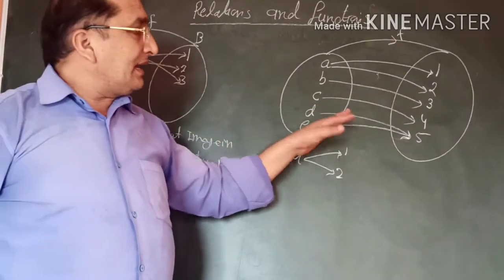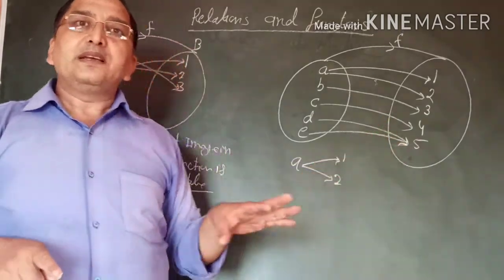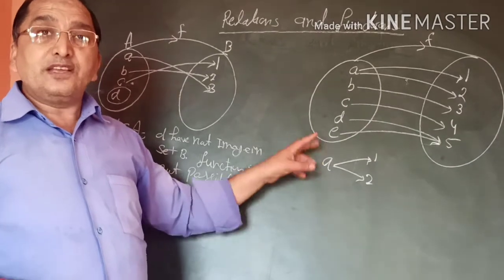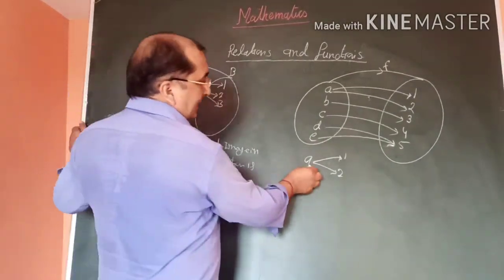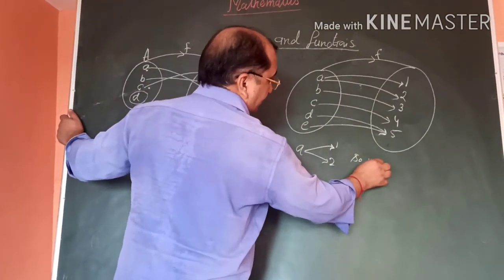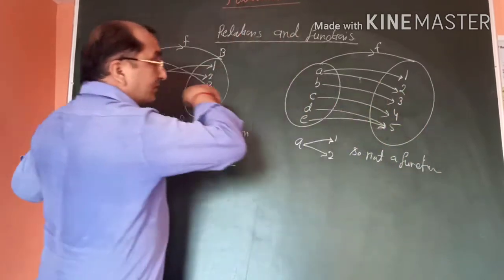Two elements can be mapped to one image, this is possible, but in mathematics, if an element has two images, it is not a function, because A has two images. So this is not a function.